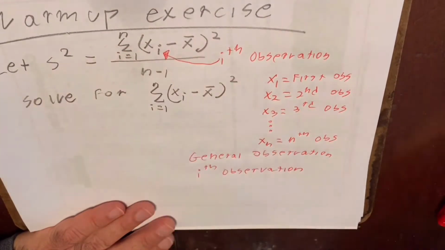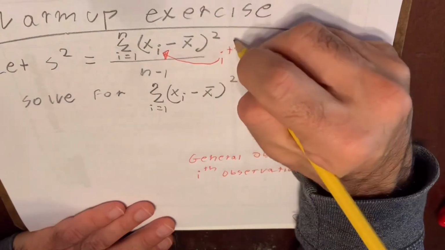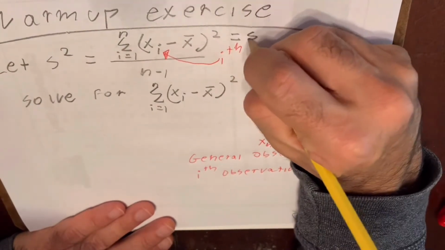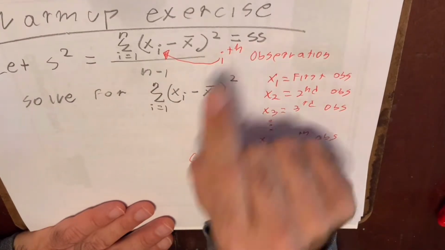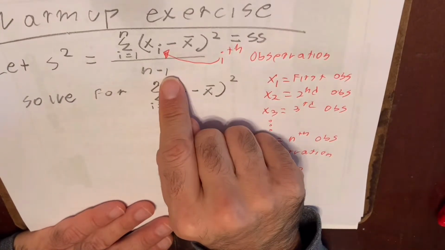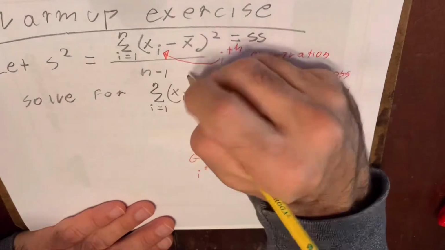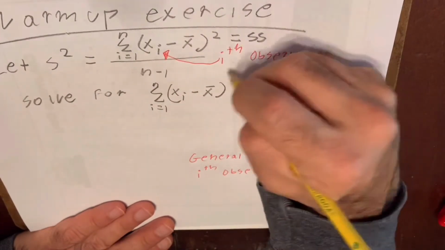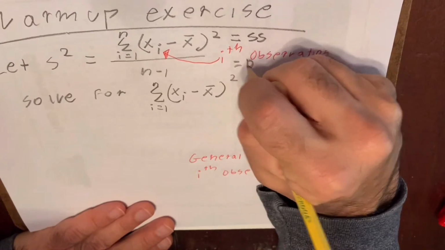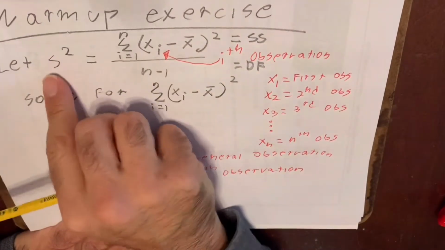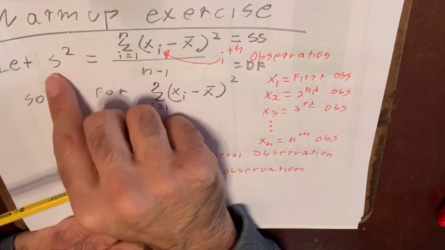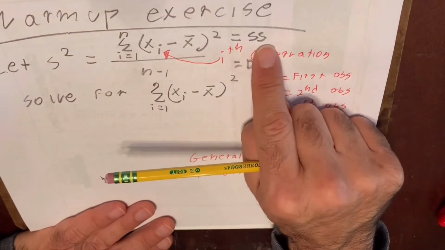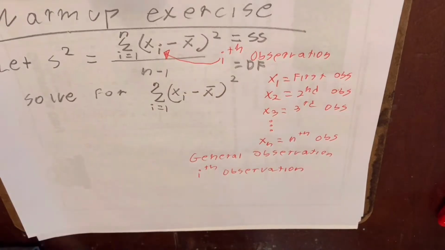Now, this numerator happens to be called the sum of squares. And we use SS in statistics to represent the sum of squares. And the sample size minus 1 happens to be the degrees of freedom. So this estimate of the variance of this population is actually the sum of squares divided by the degrees of freedom.